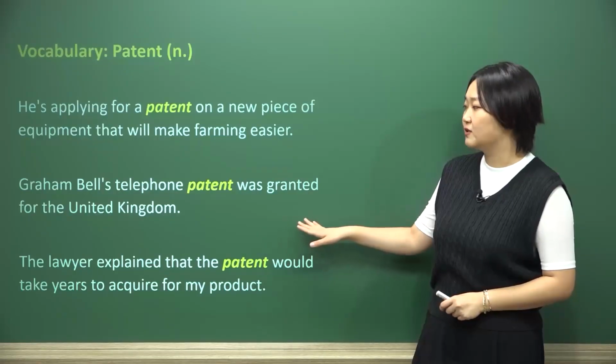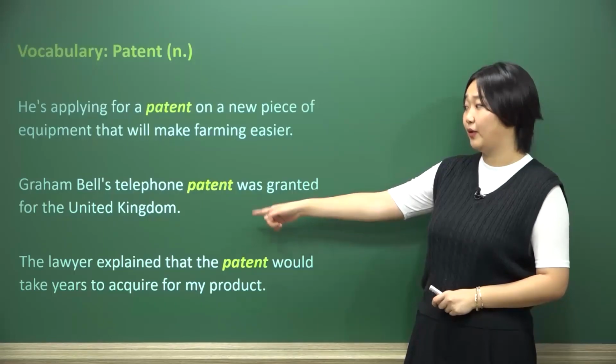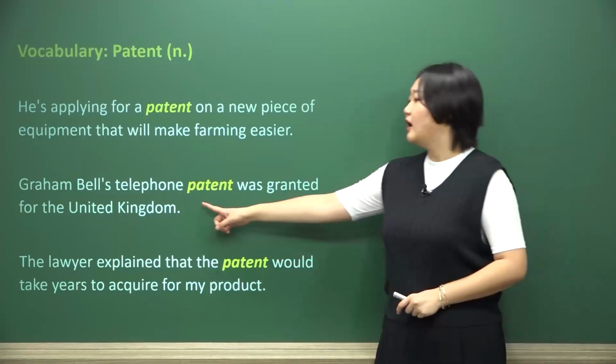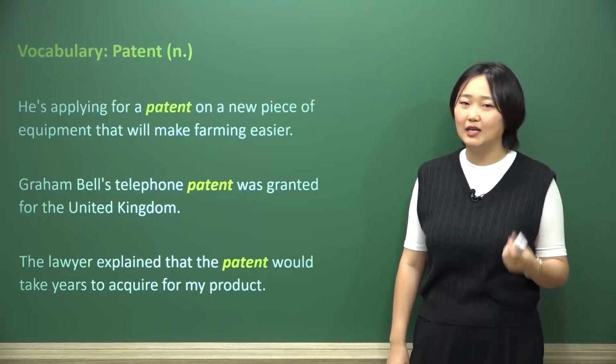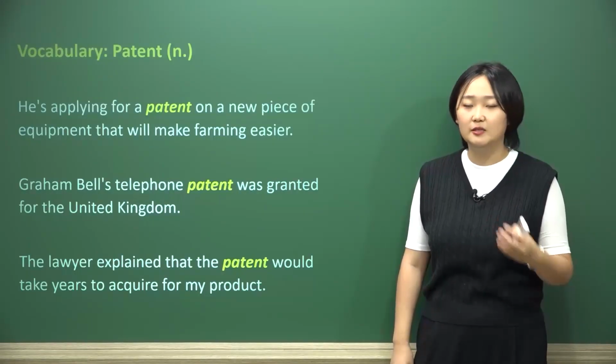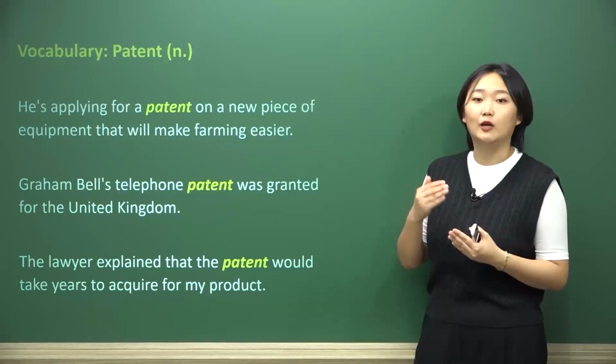Graham Bell's telephone patent was granted for the United Kingdom. And so we have it again here, not talking about Edison, but we have Graham Bell, two different kinds of telephones. Another patent was granted. Again, the same idea applies here, that it is some kind of technology, some kind of independent thought, new idea, original idea that we can oftentimes put a right to.